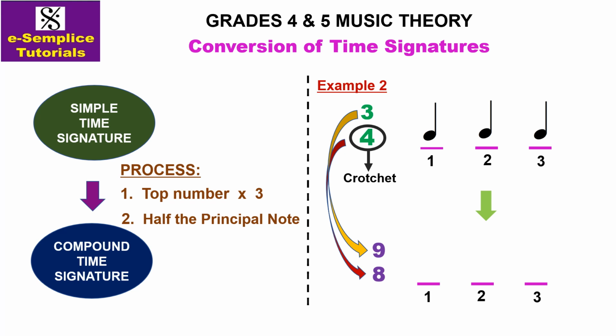Remember, compound time signature has main beats as dotted notes. So here we are going to have the first main beat in 9/8 time is going to be a dotted crotchet, second beat dotted crotchet, third beat dotted crotchet.